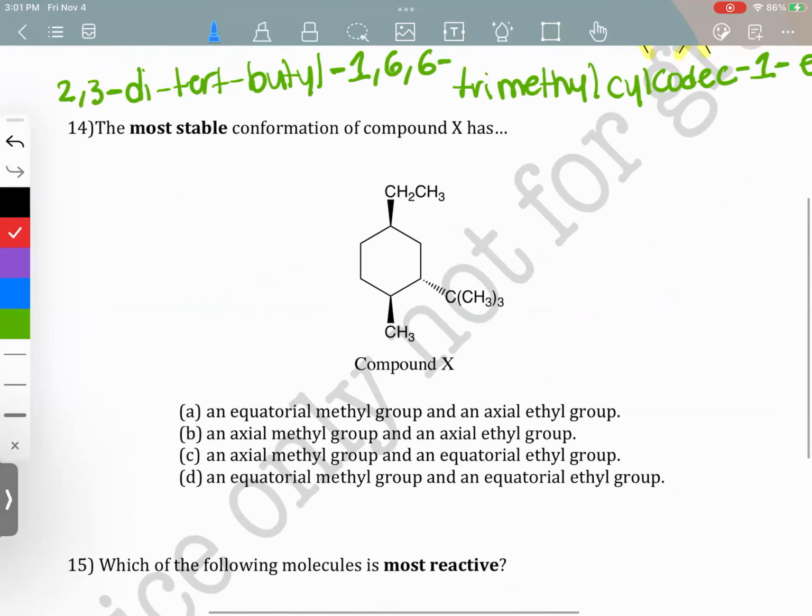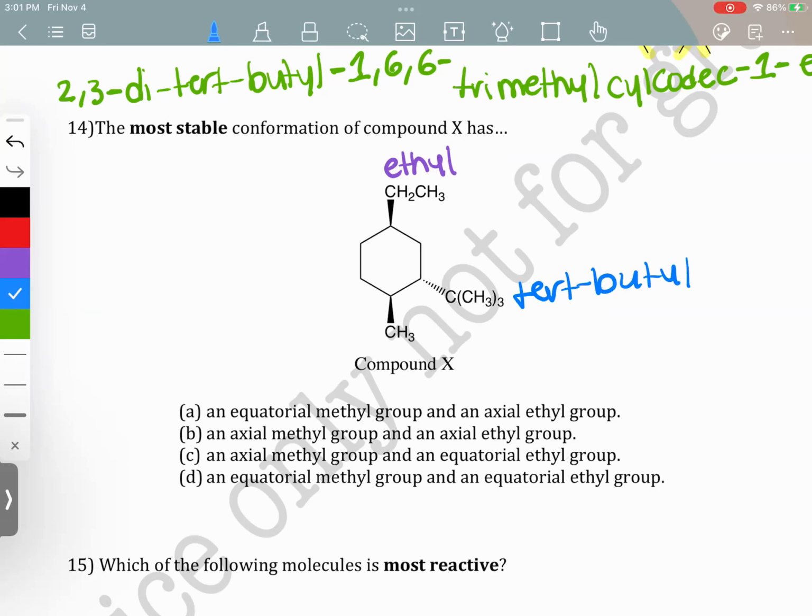So 14. The most stable conformation of compound X has what? All right. So let's do this. Stable chair conformation. We have these 3 substituents. This one up here is an ethyl. This one down here, this is a tert-butyl. And the one at the bottom, this is a methyl.